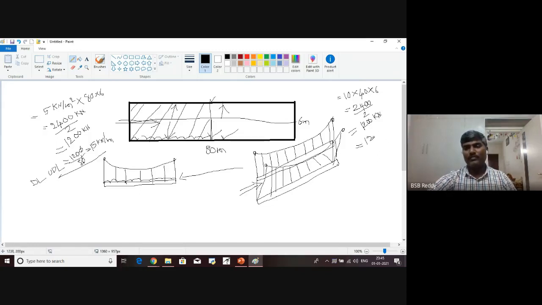So 1200 divided by 40, the length, will give you 30 kilonewton per meter. 30 kilonewton per meter is the UDL over the left half of the girder. So now if you just see the loads on the girder, let me draw the girder.